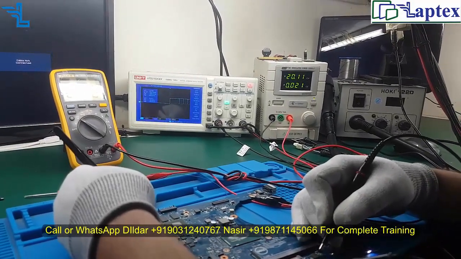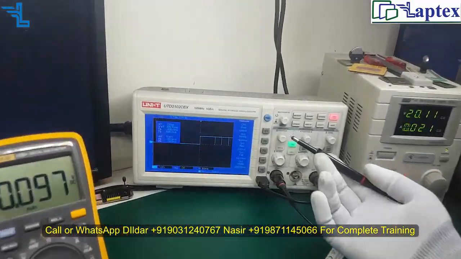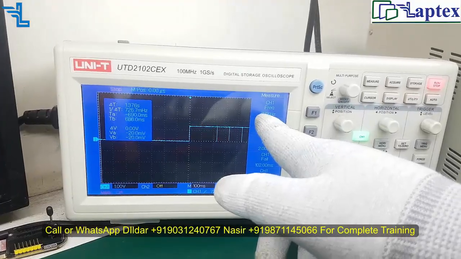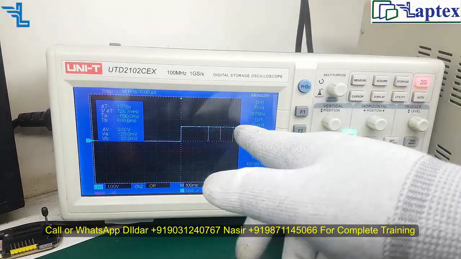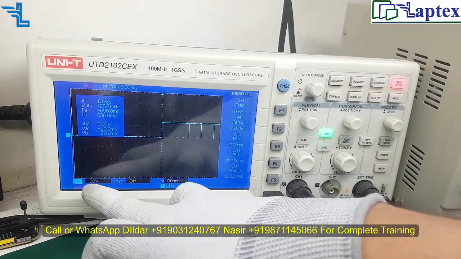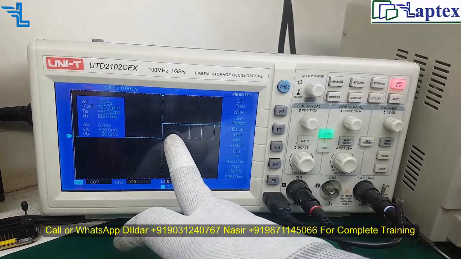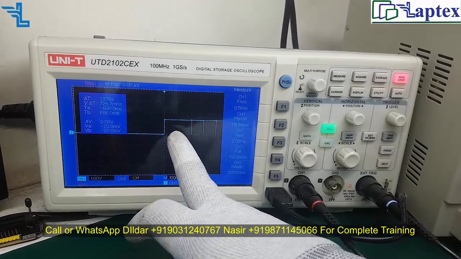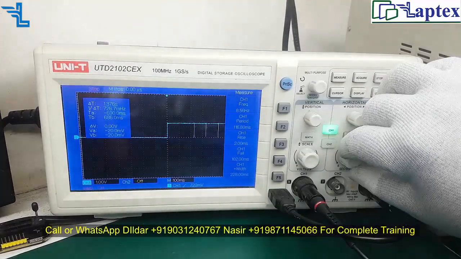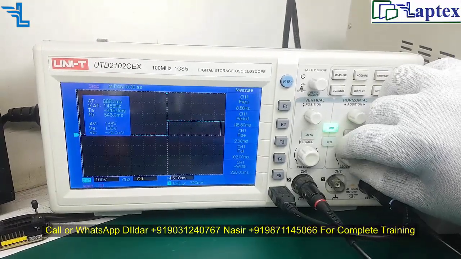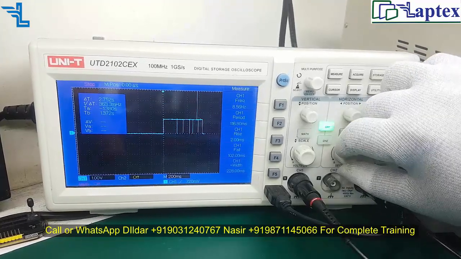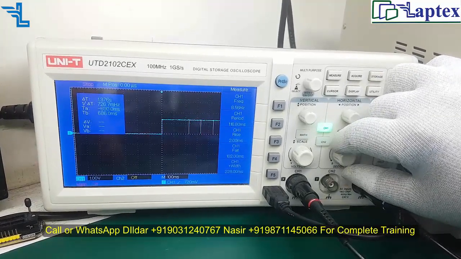So I am checking the input signal and now you can measure that the frequency is 8 hertz, as I have captured it in 100 milliseconds with 1 volt per division. So the voltage is around 1 volt to 1.35 volts, and now you can examine the signal as you want. So this is the way you can examine the signal.